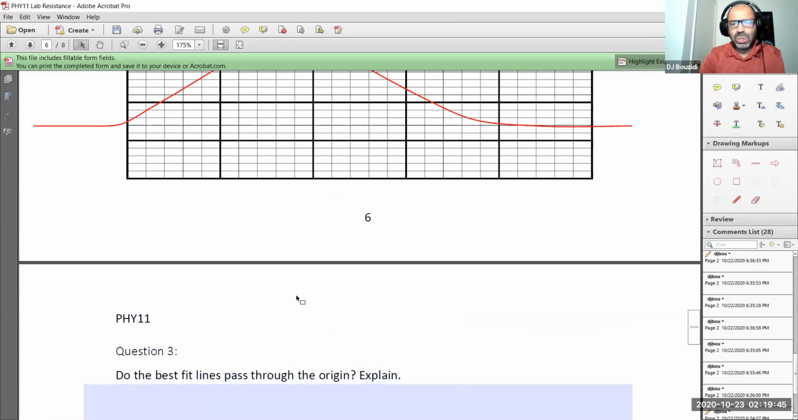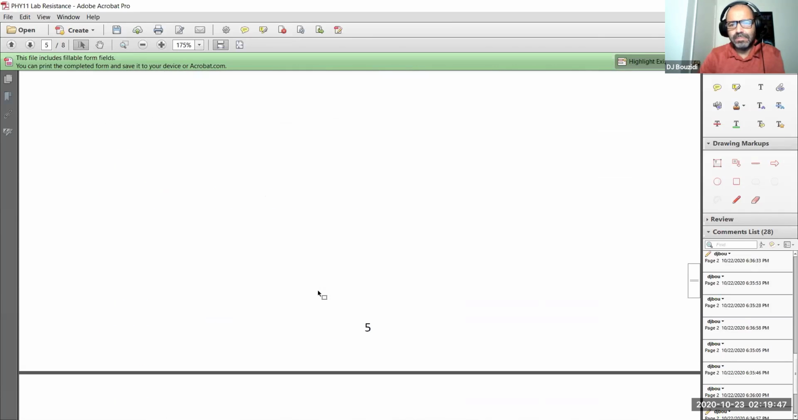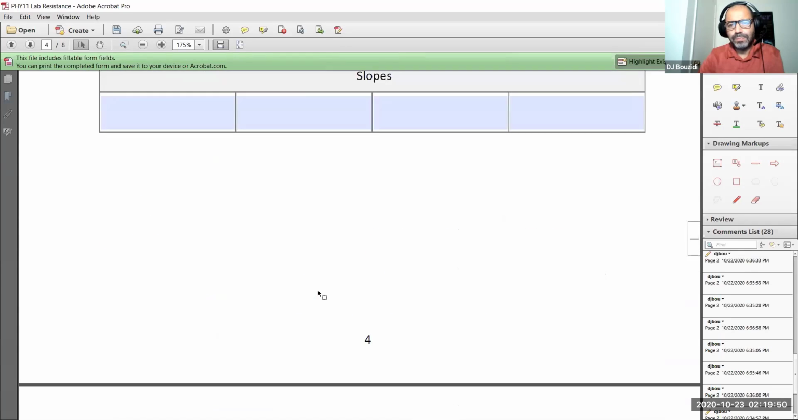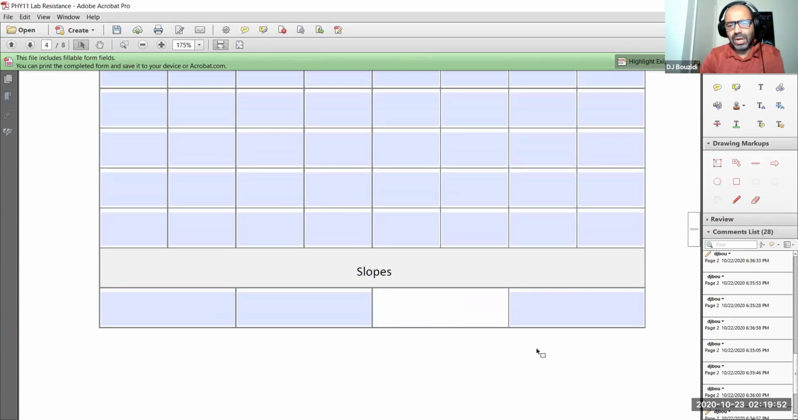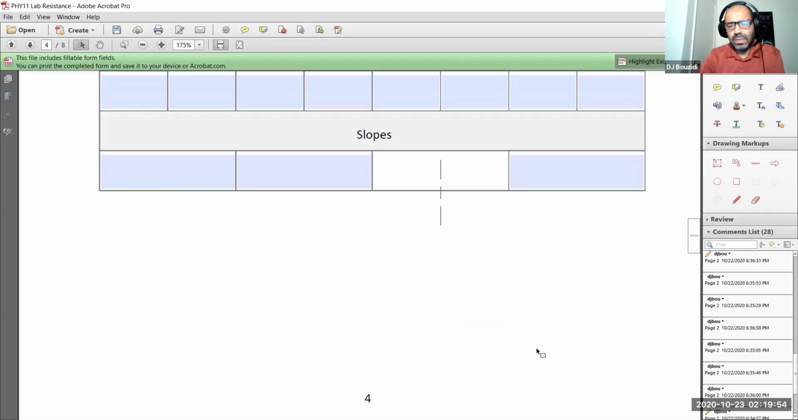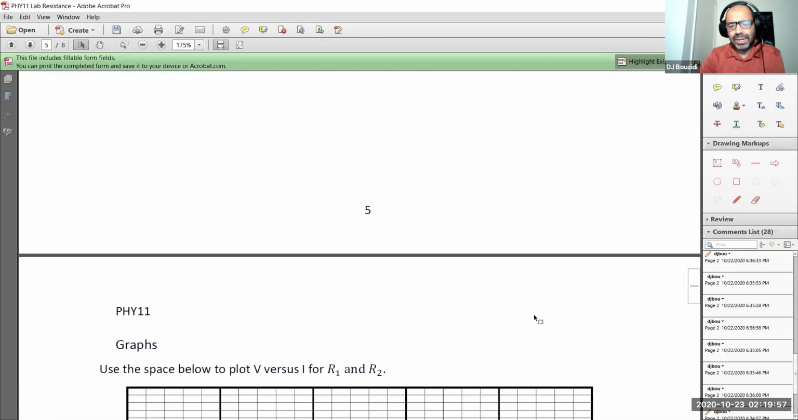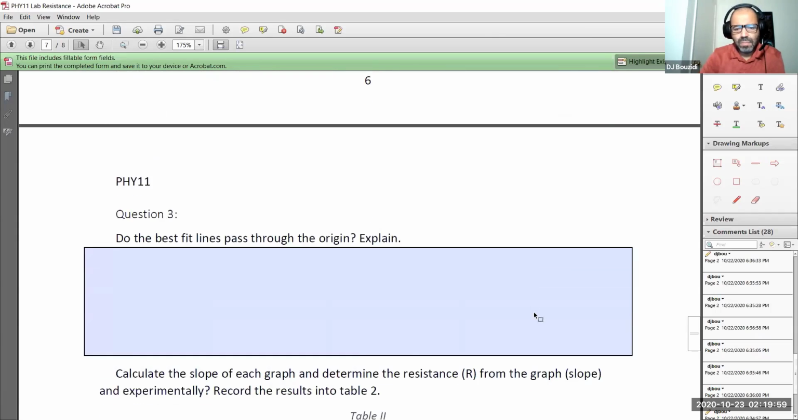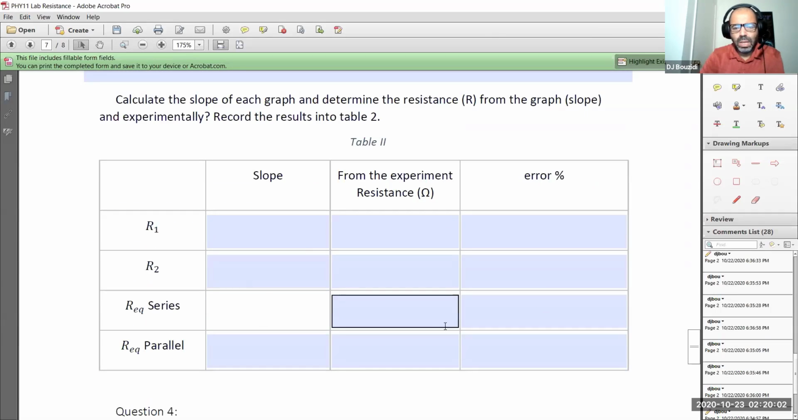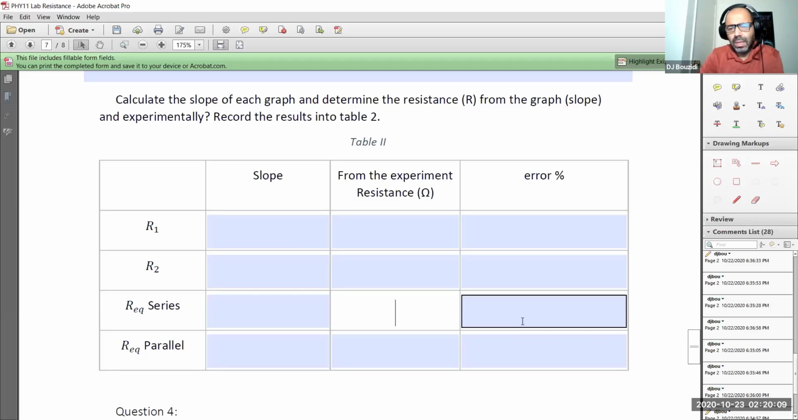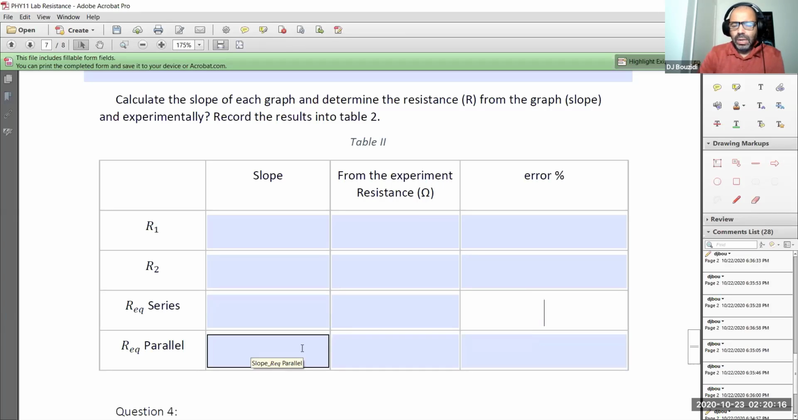R equivalent from the slope is this one for the series. This is R equivalent from the series, from the slope. So you plug in that number here. And this should be 15 because 10 plus 5 should be 15, okay? From the experiment. Again, you're going to find the difference between them and is it acceptable? Less than 1%.